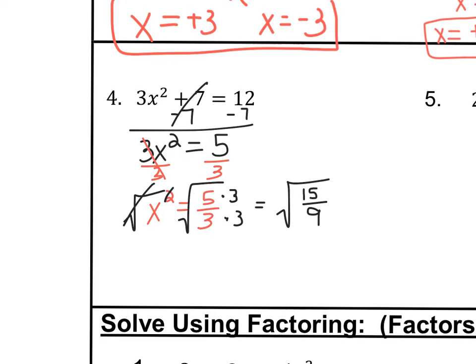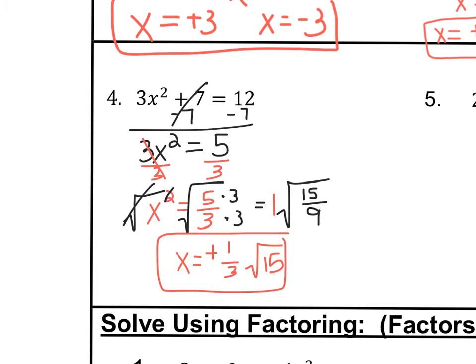I can take the square root of 9, but here's my dilemma though. It's on the bottom. So when I take it out, it has to still stay as a fraction on the bottom. So 1 over 3. Well, what's the square root of 9? 3. And yes, we still have a positive and a negative, and I can't break down the 15, so the 15 stays there. So the two answers, I do have a positive 1/3 square root of 15 and a negative 1/3 square root of 15.